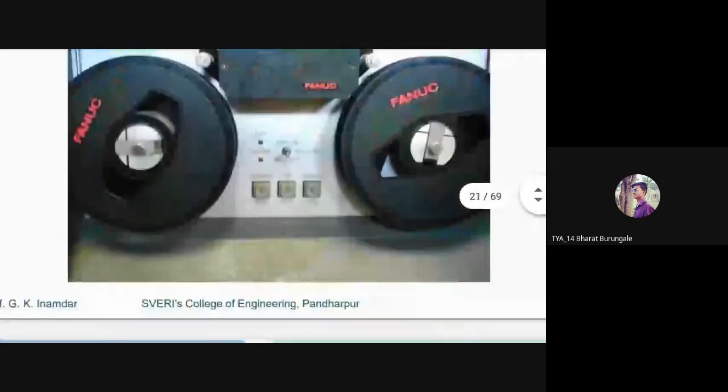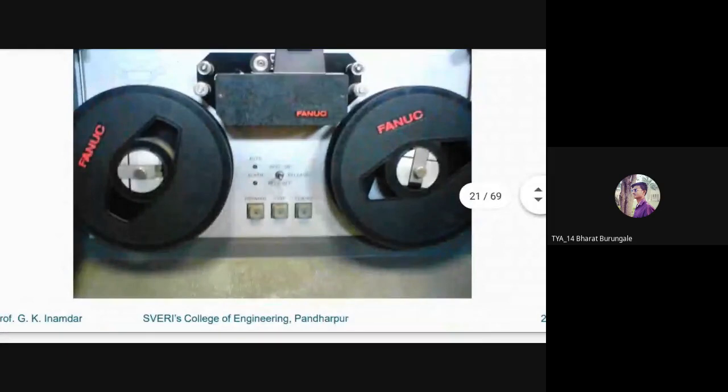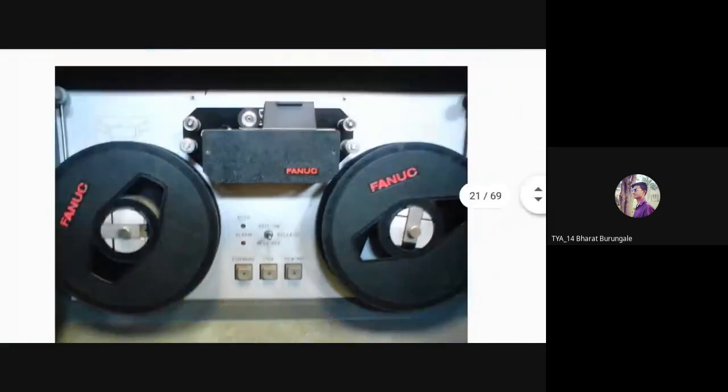This type of punch tape readers was available there. With the help of some pictures, this will be very easy for understanding. For that purpose I have added this slide in there. This type of punch readers are available.